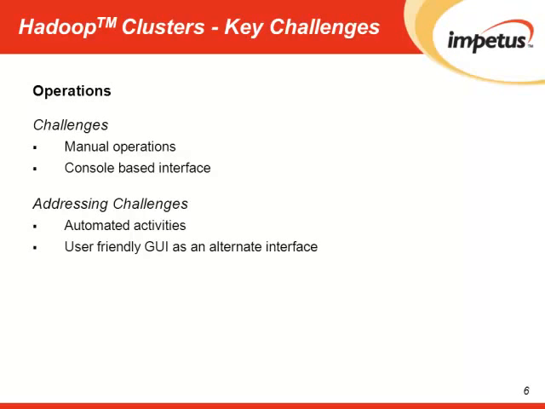Now, on to our next operational challenge, which is using the console-based interface, which has several limitations of its own, such as serial execution and interactive working. You can resolve this problem by adopting a user-friendly GUI as an alternate interface that supports automation as well as runs several activities in parallel. We believe that automation and alternate interface together can really address the operational challenges. Together, they just offer better working environment and provide activity status or progress updates.